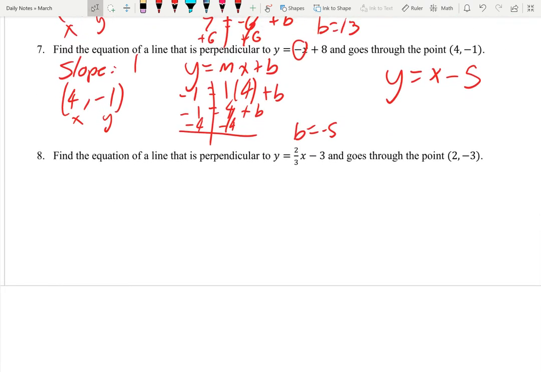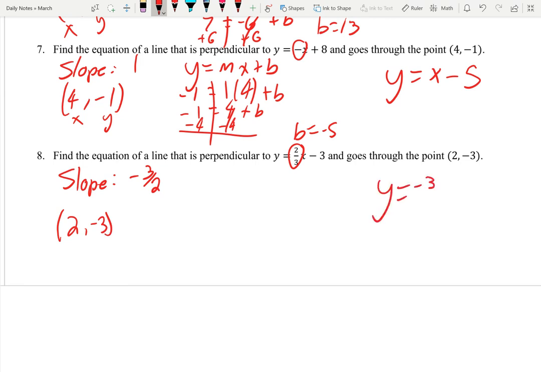And then one more, we have perpendicular to 2/3. The opposite reciprocal of that is going to be negative 3/2. It has to go through the point (2, negative 3). So remember my answer, y equals negative 3/2 x plus b. I already know the slope, I just have to find out what b is.